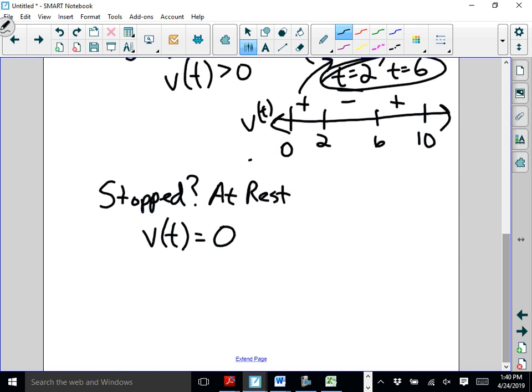How about change directions? Well, we know that when something is going left, it has a negative velocity. When something is going right, it has a positive velocity. So to switch going right to left or left to right, velocity must switch signs. So anytime they ask you, where does an object change directions? We look for v of t to change signs.